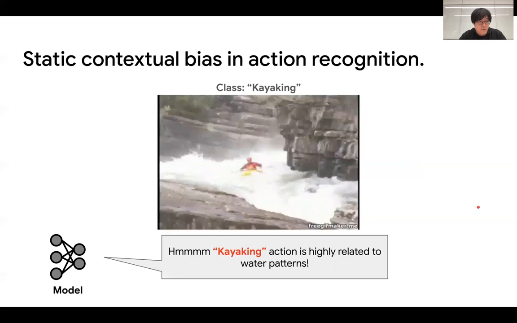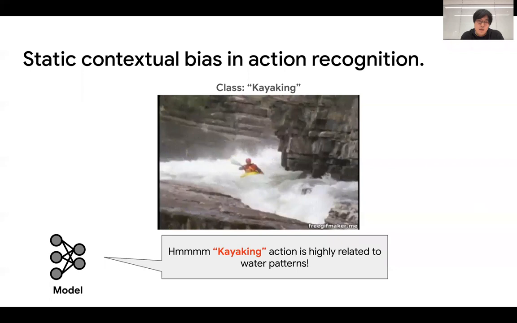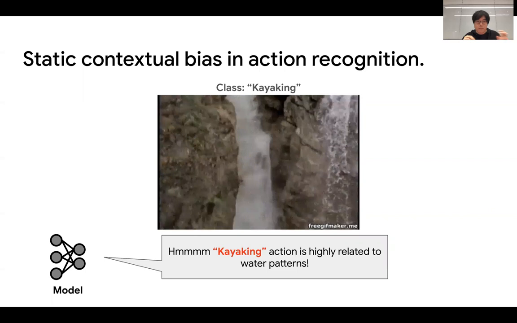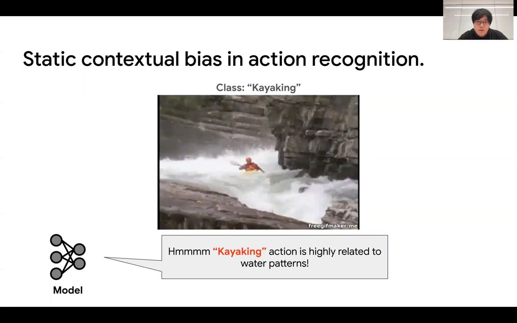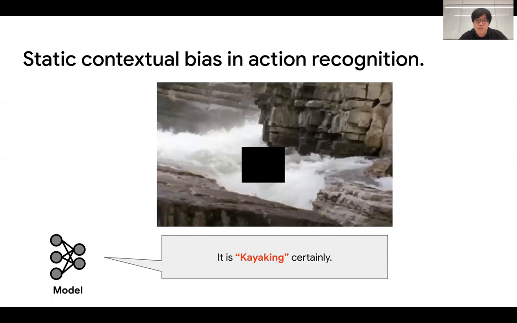Okay, the last one is static contextual bias in action recognition. So this is the dataset example. This class is kayaking, and we should classify the action of the person in the video. But the model has no motivation to focus on the human. So it will correctly classify the kayak even if we remove the person in the video. It will achieve certain confidence, high confidence, I mean.